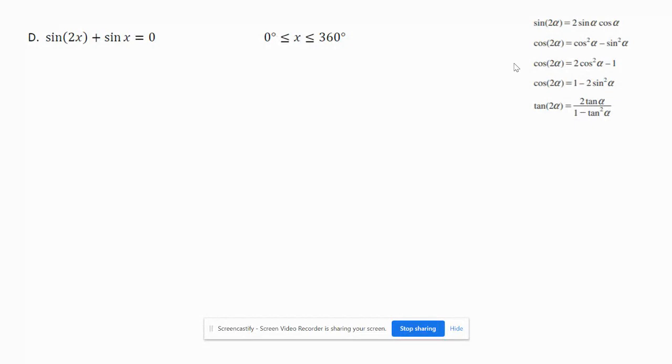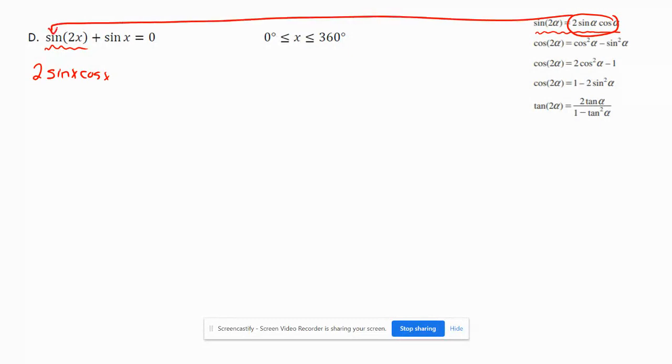Now we're looking for a solution in degrees instead. Guys, I always think the sine 2x identities are the easier ones, because for cosine 2x there are 3 options, but for sine 2x there's only one option. So we have 2 sine x cos x. I'm just using this replacement here, replacing this expression, plus sine x equals 0.